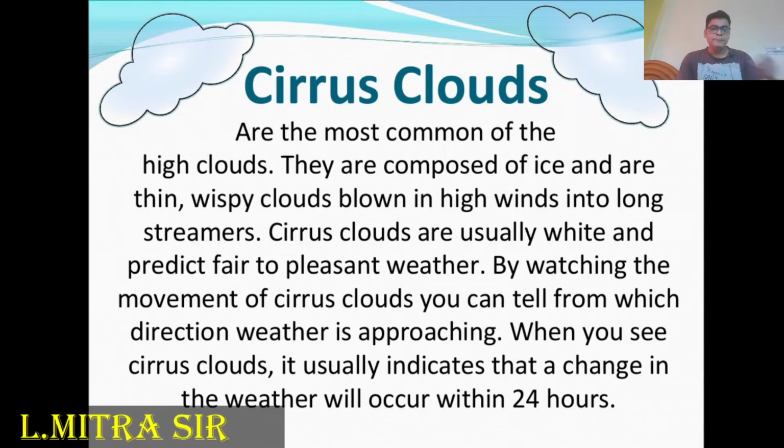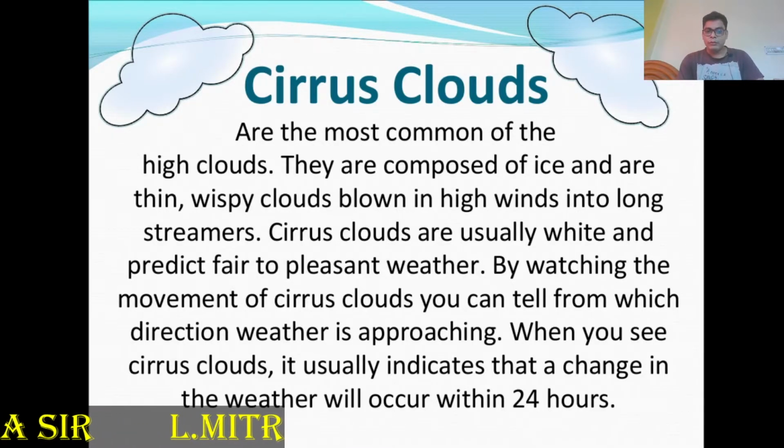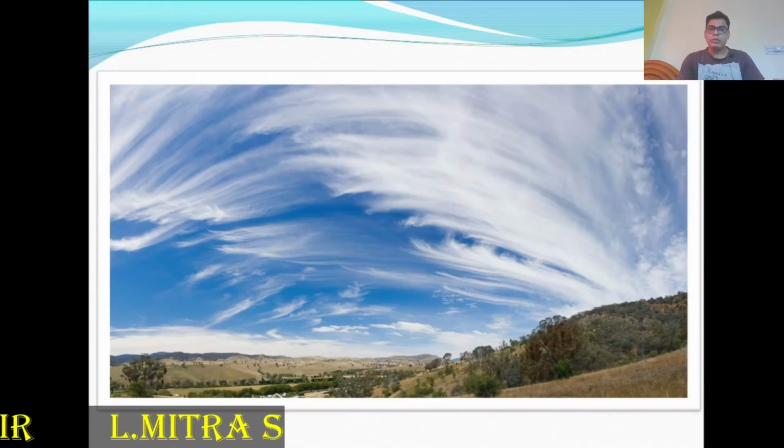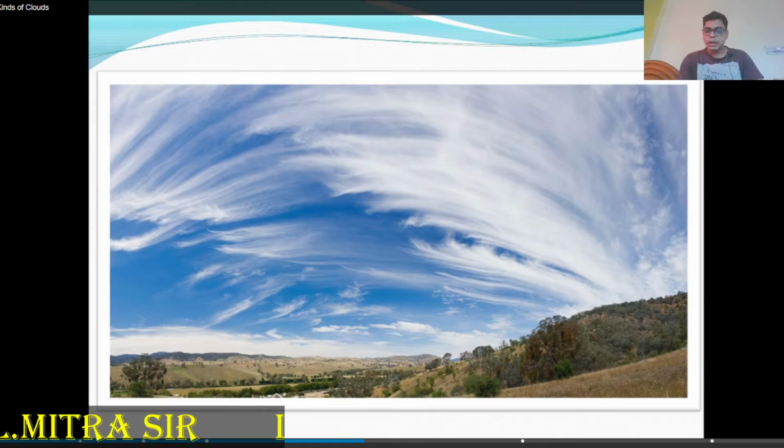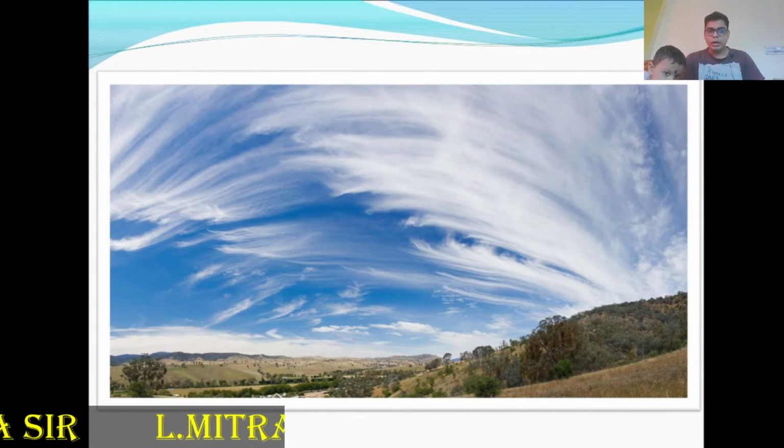By watching the movement of the cirrus clouds, you can tell the direction of the approaching wind. And when we see cirrus clouds, it usually indicates that there is a change in weather within 24 hours. So this is called the cirrus type of clouds.